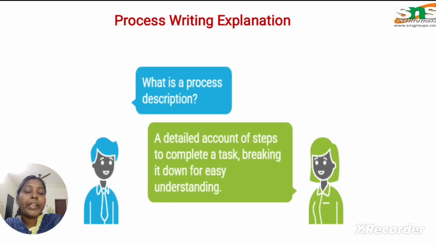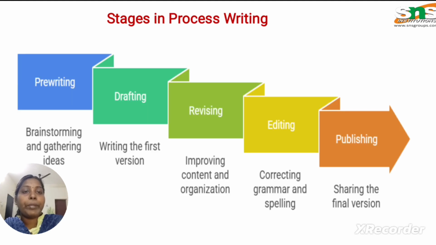Process writing, or a process description, is a detailed account of the steps to complete a task, breaking it down for easy understanding. Or else we can say a process explains how to do things. This is the basic concept to know about this topic. And the second thing is, what are the stages in process writing? There are five stages: pre-writing, drafting, revising, editing, and publishing.